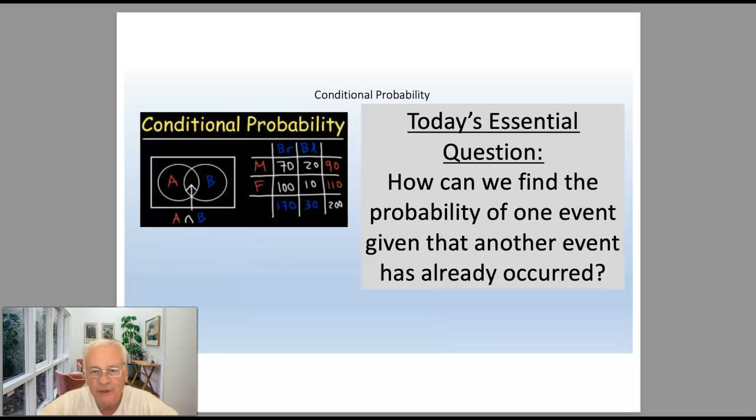The essential question: how can we find the probability of one event given that another event has already occurred? That's conditional. Some event has already happened. What's the probability of this other event happening, given that something else has already happened?